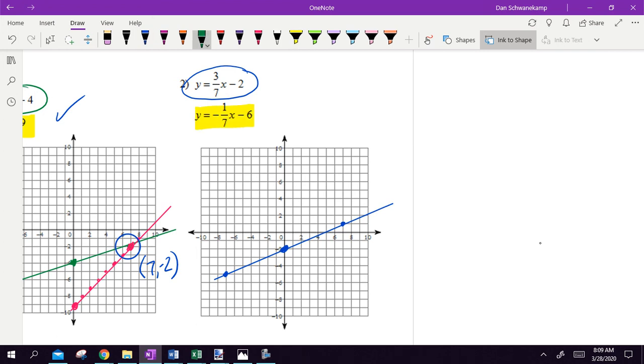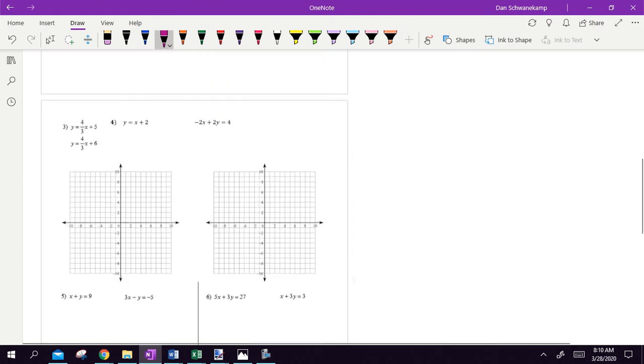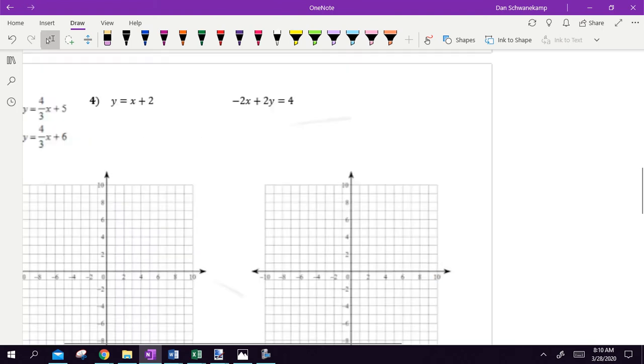Negative 1/7 x minus 6. So I'm going to start down here at negative 6. Down 1 over 7. So right there. Boom. Connect the dots. There's my line. All we care about is this spot right there. That is the one spot they cross. It is at negative 7, negative 5. That is the solution to this problem. Those are the only two numbers I can plug in for x and y that would make this statement true. Easy. It's no different than what we did on the front side. Don't let it be any different.